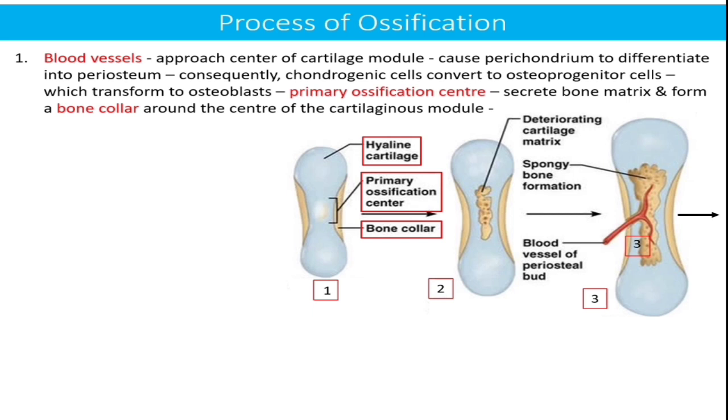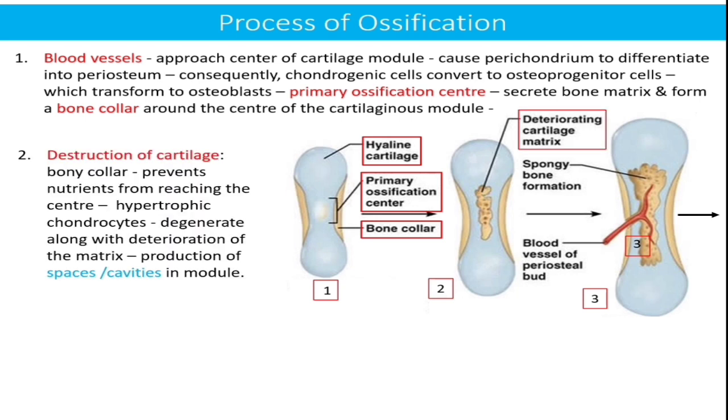The process of ossification comprises 5 steps. The first step is production of a bony collar. The blood vessels approach the center of the cartilage model and cause the perichondrium to differentiate into periosteum. Consequently, chondrogenic cells convert to osteoprogenitor cells, which transform to osteoblasts. This part is now named the primary ossification center. The osteoblasts secrete bone matrix and form a bony collar around the center of the cartilaginous model.